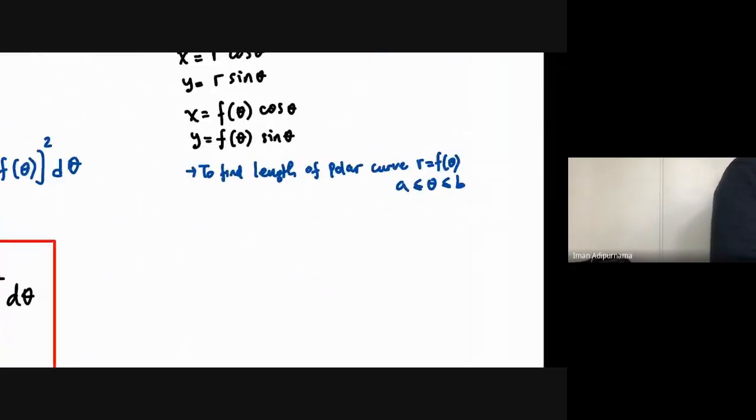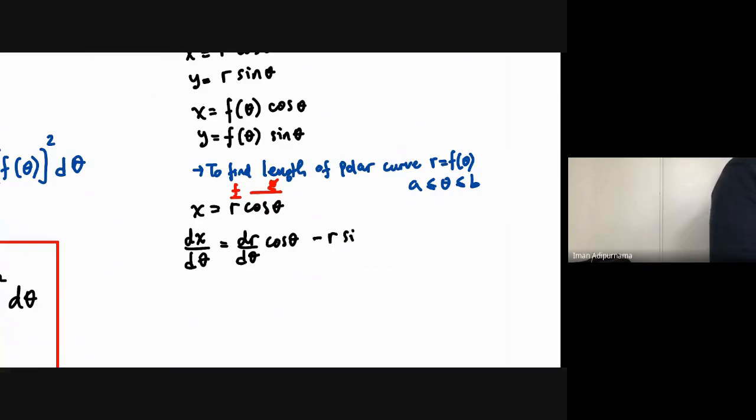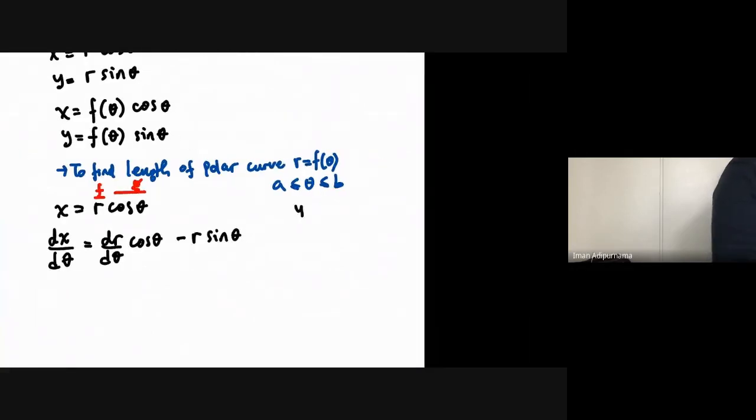Remember that from x equals r cos theta, we need to find the form of the first derivative, right? And then we need to take a product rule from these equations. So you will get dr d theta cos theta minus r sine theta. Okay, and from y equals r sine theta, we need also to find this form.